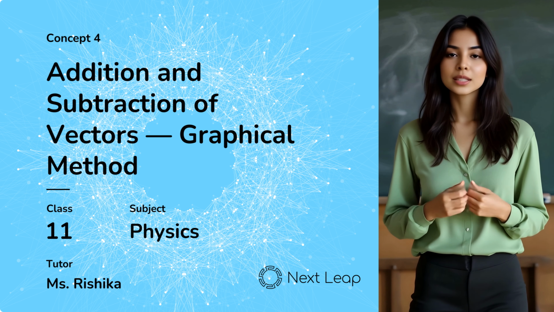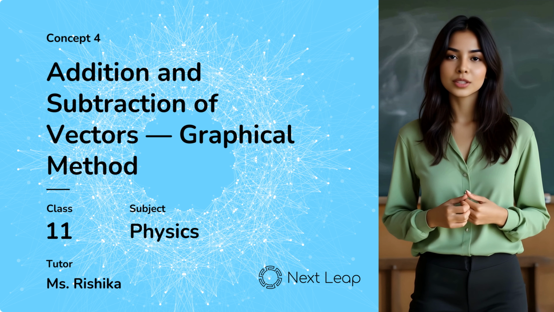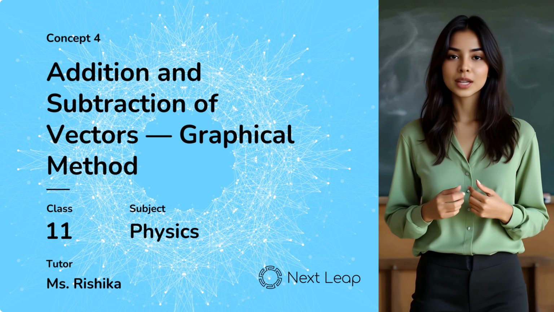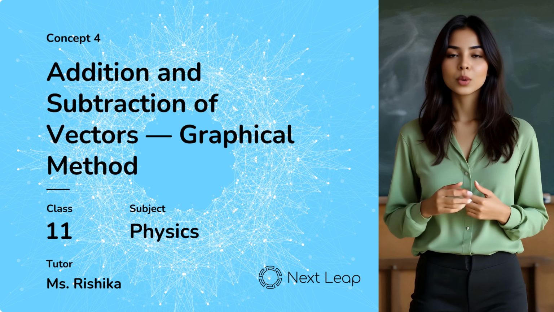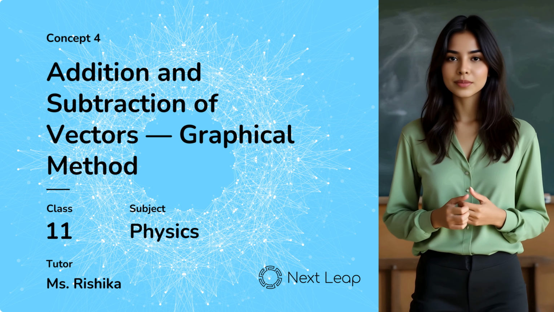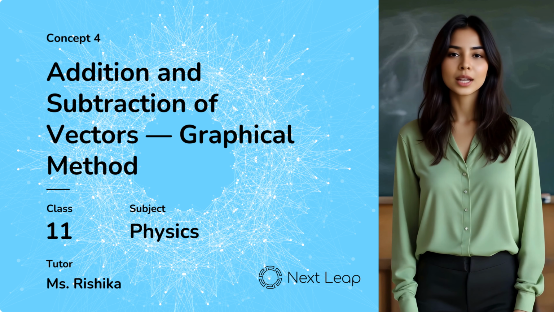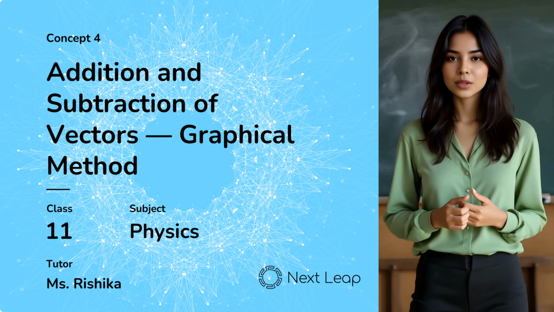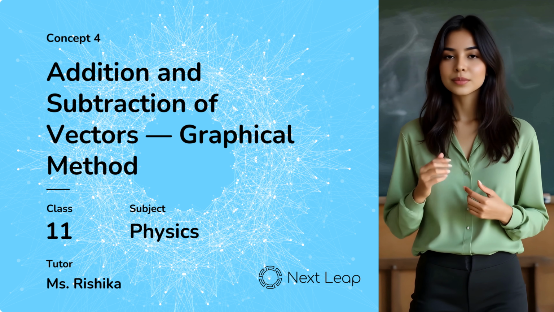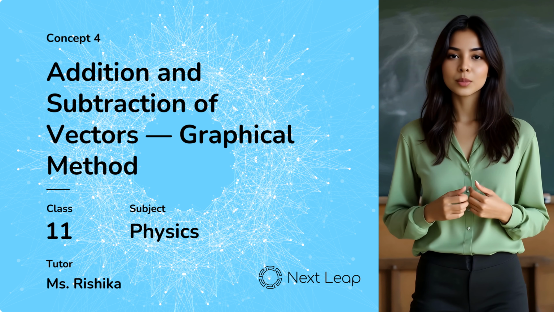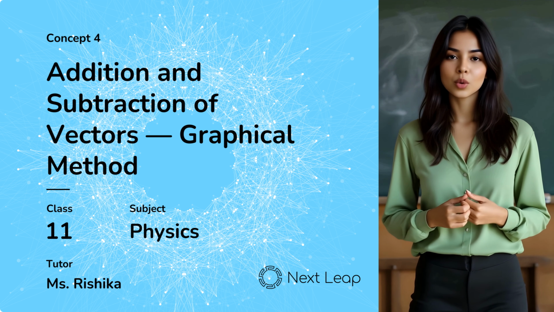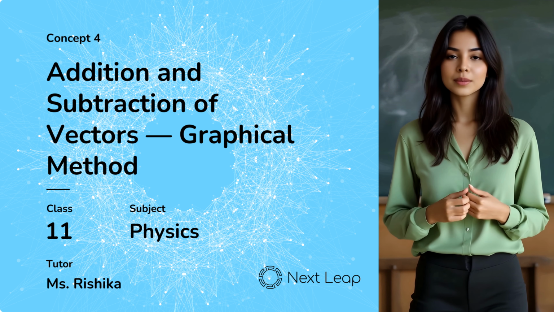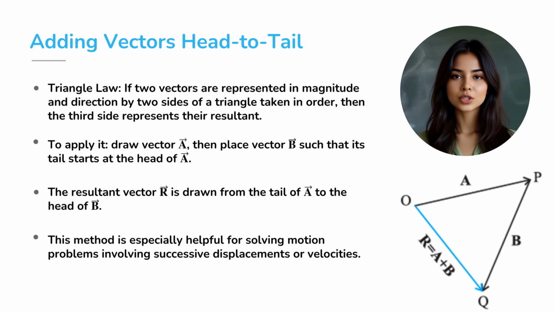But vector addition isn't like adding regular numbers. It requires special techniques because vectors have both magnitude and direction. That's why we use the triangle law and the parallelogram law, graphical methods that respect both size and direction. They help us accurately compute the combined impact of two or more vectors acting on a body. Let's start with the triangle law of vector addition.